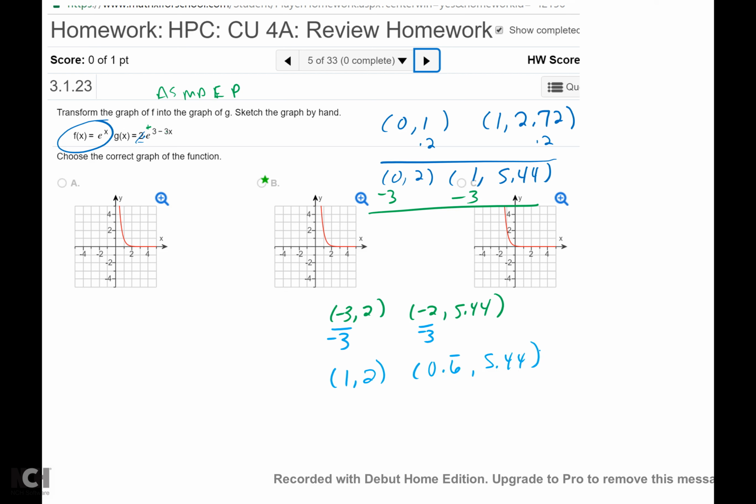So if I plot those points, (1, 2) and (0.6, 5.44), about right there, yeah. And if you tried these other ones, it doesn't pass through (1, 2). It's close, but doesn't pass through. (1, 2), nope. That one for sure is out. That one's close, but no dice. All right.